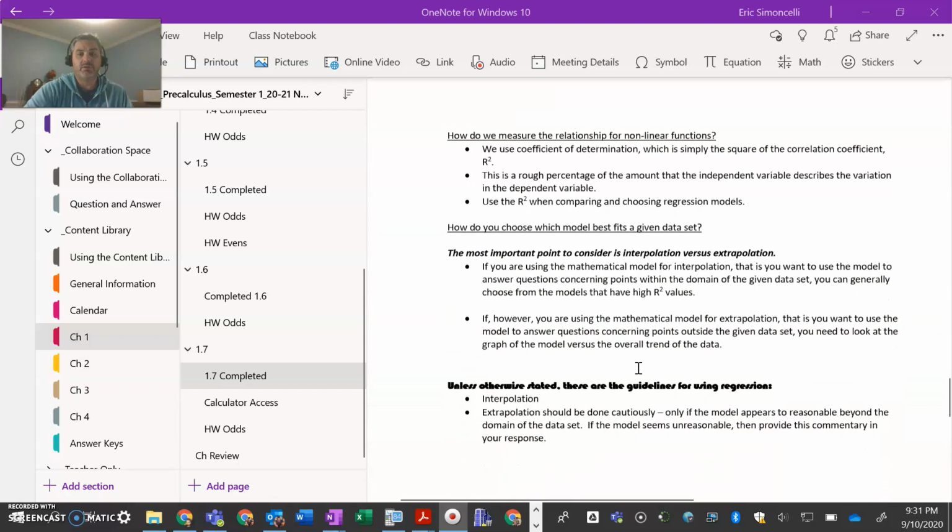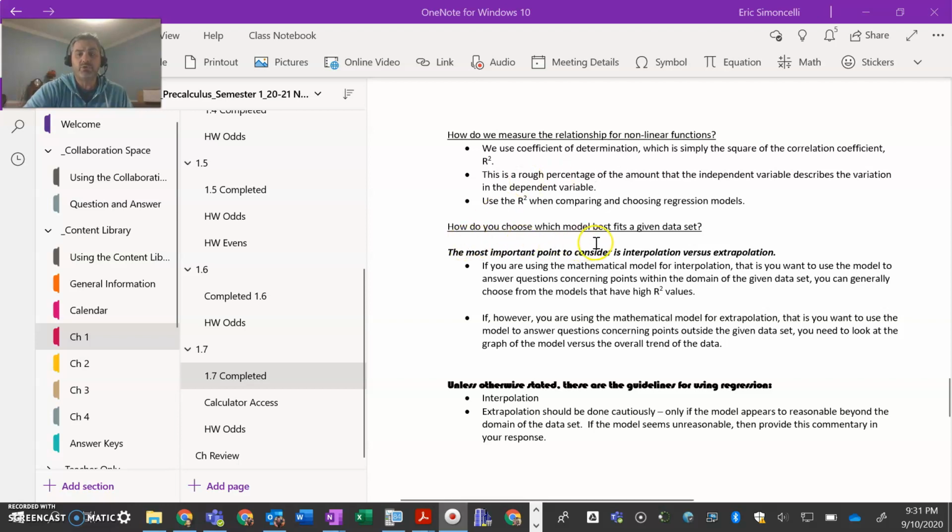The next page describes how we measure the relationship for nonlinear functions. This information is kind of FYI. I do want you to take a look at it. Certainly this is something that if you dug deeper into correlation coefficients, you'd like to maybe apply it in different ways in this particular manner.